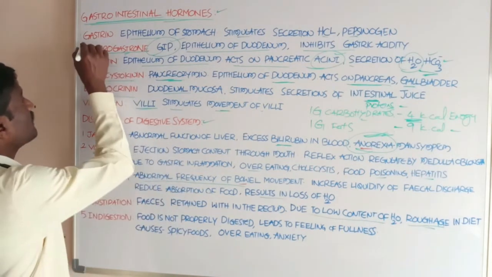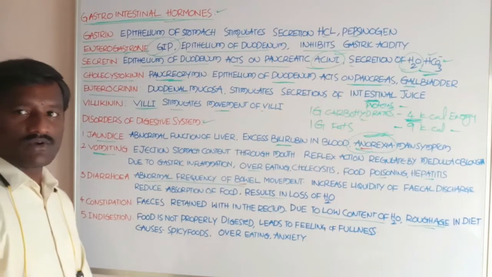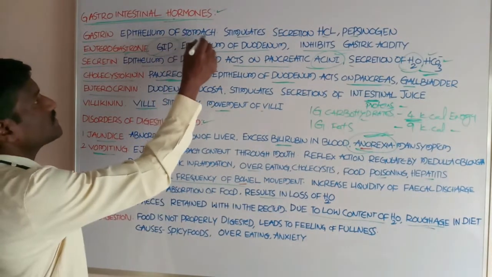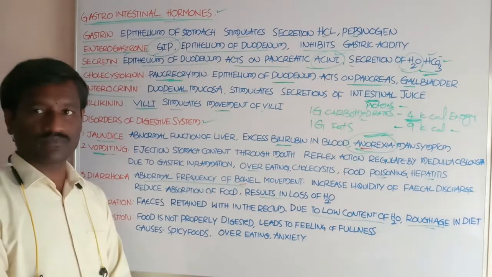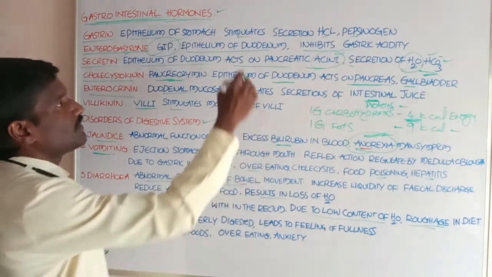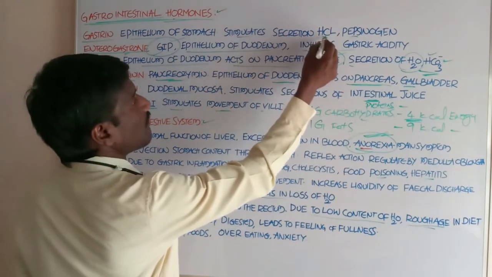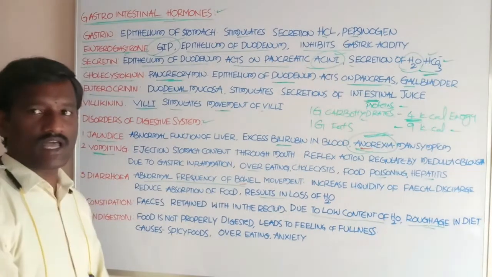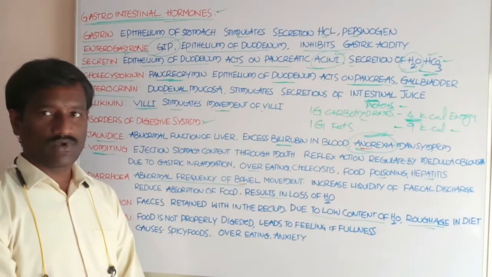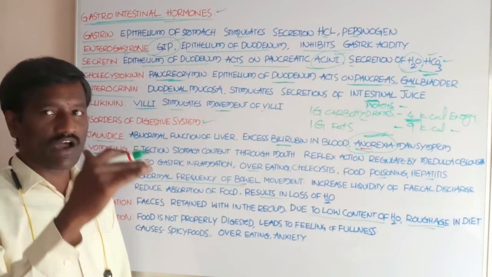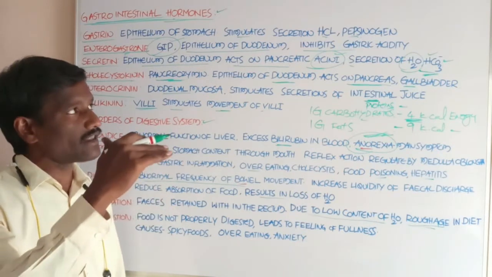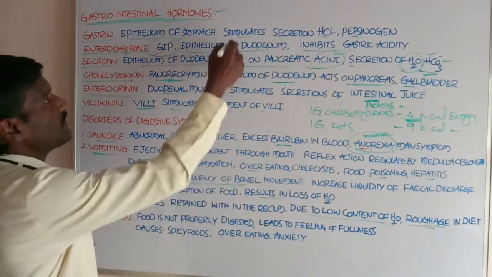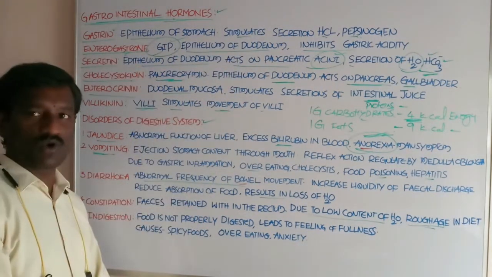The first one is gastrin. What about gastrin? Gastrin is secreted from the epithelium of the stomach. It stimulates secretion of hydrochloric acid and pepsinogen in the gastric juice. The level of hydrochloric acid and pepsinogen in the gastric juice is stimulated by the gastrin hormone.